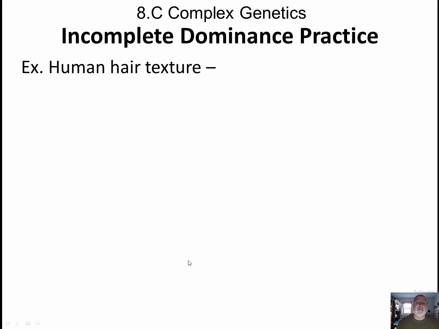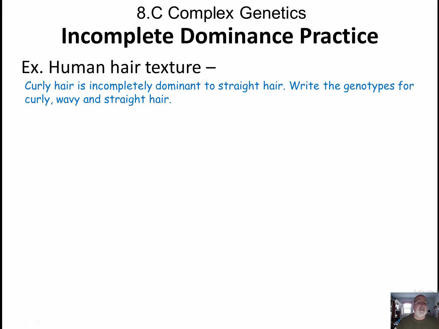A human example would be hair texture. Curly hair is incompletely dominant to straight hair. Then write the genotypes for curly, wavy, and straight. Curly would be this kind, wavy, a little bit of both, and then the straight hair would be a lack of the curly gene.